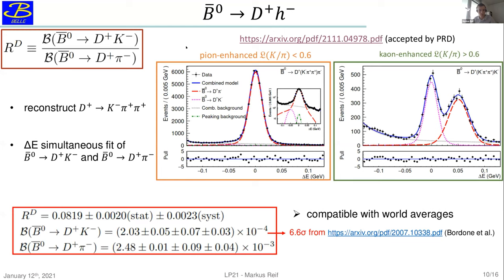So in this analysis, the Ds are reconstructed from a kaon and two pions, and then the yields are extracted in a similar way to the one that I just showed you, but it's just a fit in delta E, again in a kaon and a pion enhanced sample. The results are in this paper, which was accepted by PRD. These are the results for the R ratio and the branching fractions of B2DK and B2DPi. This measurement alone of the branching fraction has a tension of 6.6 sigma to the theory paper that I just showed you.